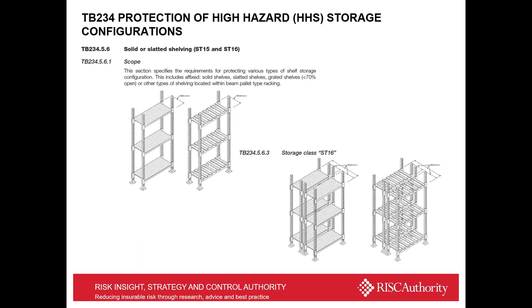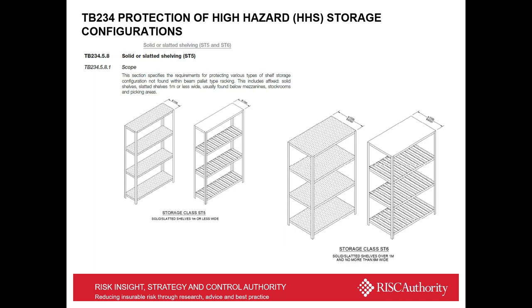TB234 configurations. What we've tried to do there is we've added in to both ST15 and 16, and you'll see on the next slide, ST5 and 6, sketches to differentiate the difference between ST15 and 16 and ST5 and 6. ST15 and 16 is solid or slatted shelving within beam pallet racking. Hopefully the diagrams and the sketches indicate the difference. This is the new one for solid or slatted shelf in ST5 and ST6. As you can see, the difference is that ST5 and 6 is movable shelf type storage.